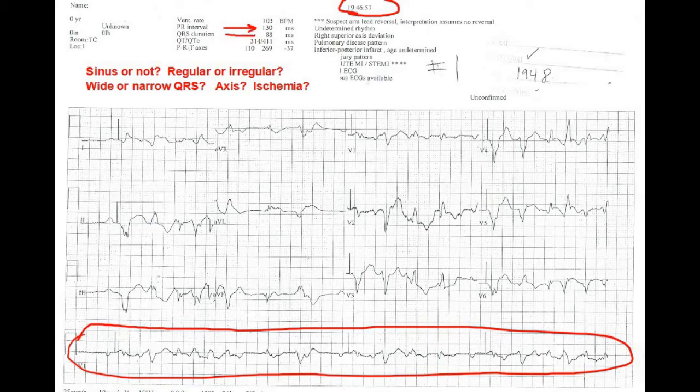QRS duration is right there. The magic number is 120. If it's above 120, it's wide. If it's below 120, it's narrow. So this is a narrow QRS as far as the monitor is concerned.